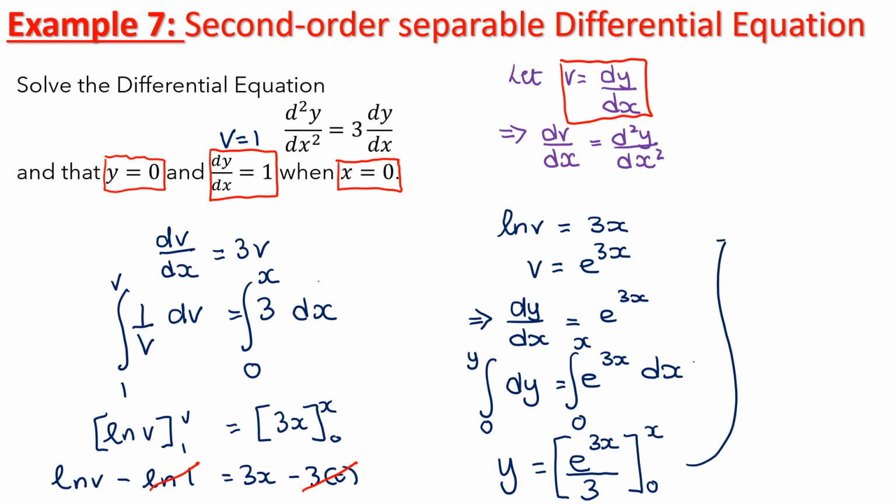So this is going to become y equals e to the power of 3x over 3 minus e to the power of 3 times 0 over 3. This is one we need to be careful with because we end up with e to the power of 3x minus e to the power of 0, which is 1, all over 3, and that is our final answer.